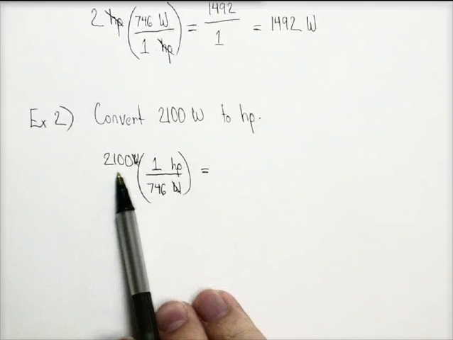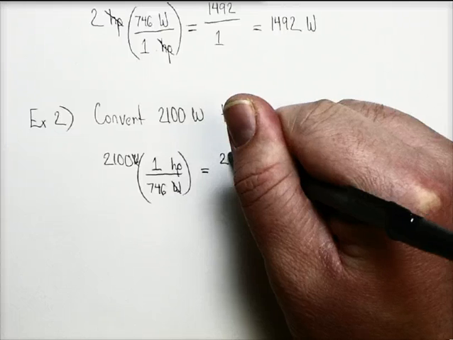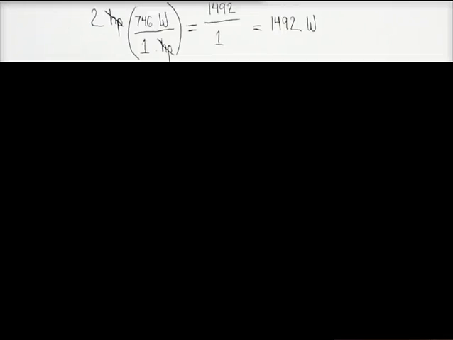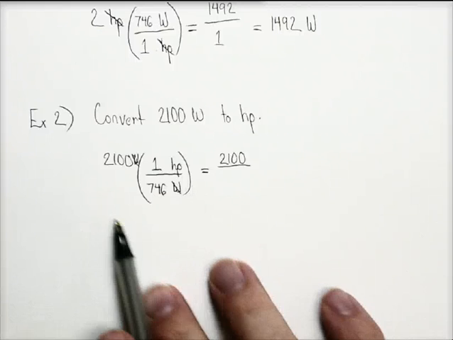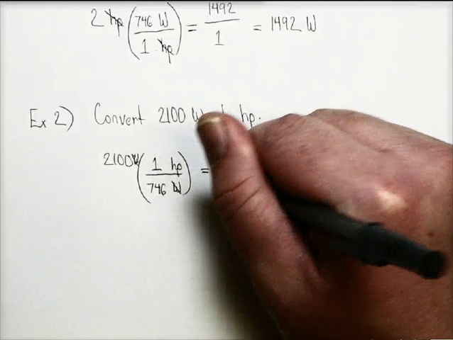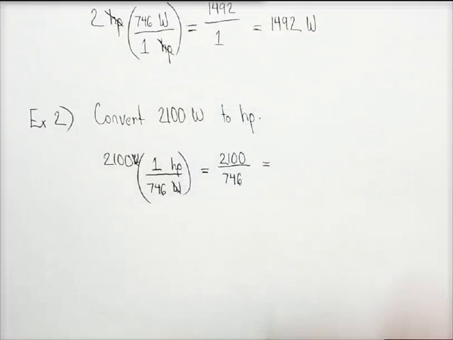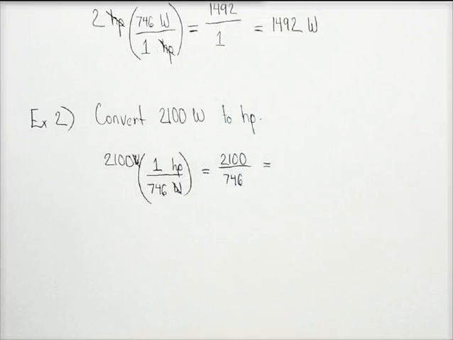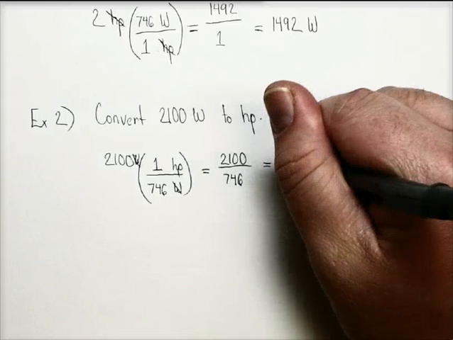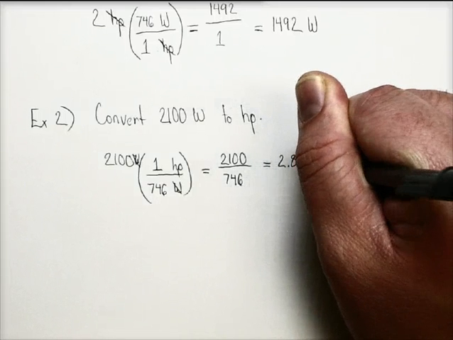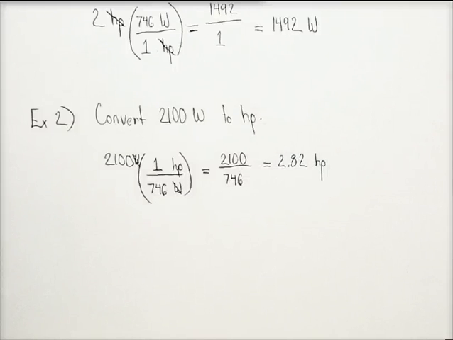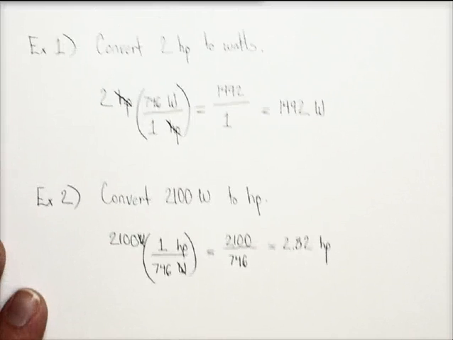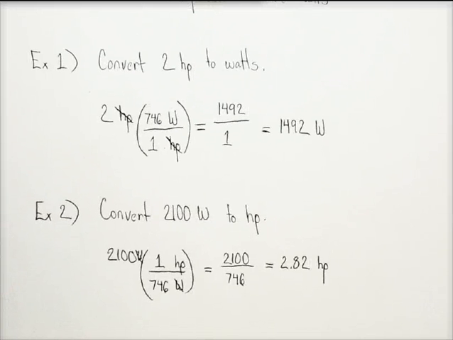I take 2,100 times 1 is 2,100. And down here on the bottom, 746, and I don't have anything else to multiply it with, so it's just 746. And now it's a simple division problem, 2100 divided by 746. And I'm going to round off to the hundredths place here, and this would be 2.82 horsepower. And so again, using this process, I can convert whatever I want from watts to horsepower.